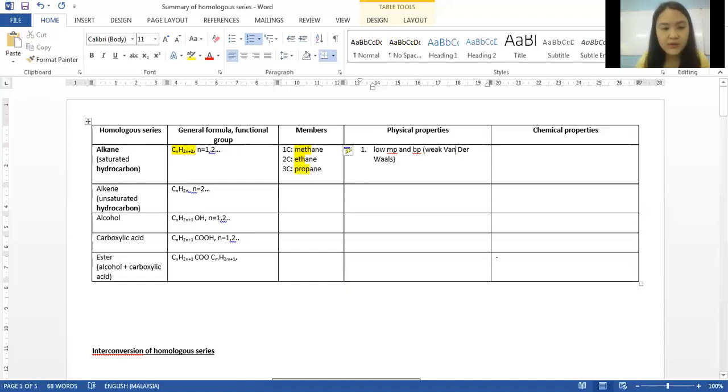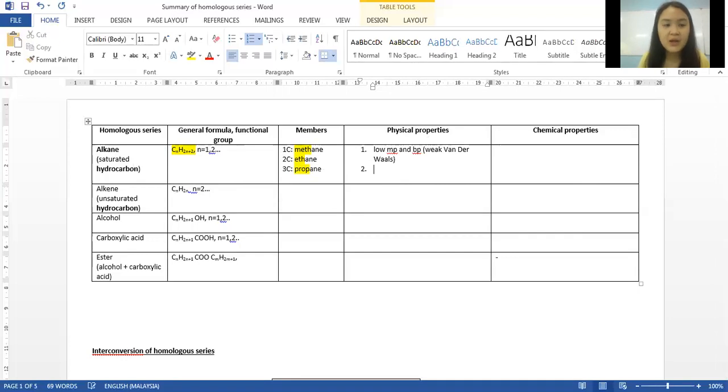The reason is because all the members of alkane are made of carbon and hydrogen. Carbon is non-metal, hydrogen is non-metal. So in fact, alkanes are covalent compounds. Just like other covalent compounds, they are bonded by the weak van der Waals force, and due to that, they have a low MP and BP.